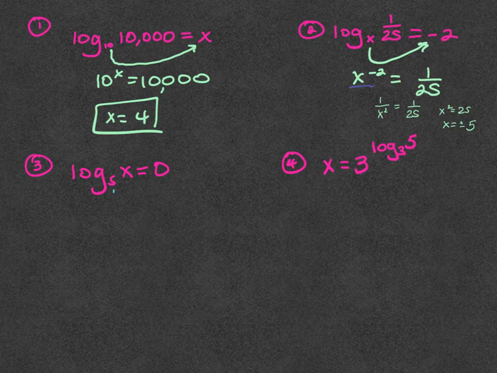Number 3, the 5 comes over and picks up the 0. So 5 to the 0 power equals x. And anything to the 0 power is what? 1. So x is 1.